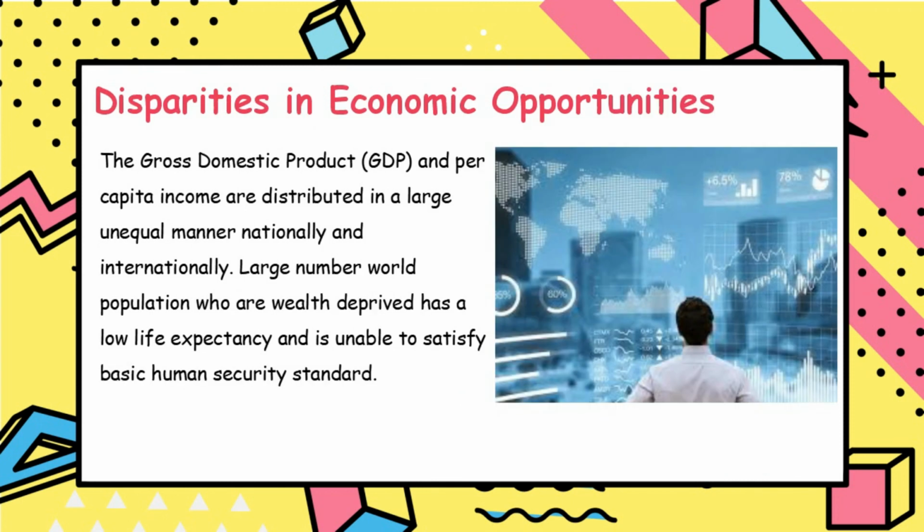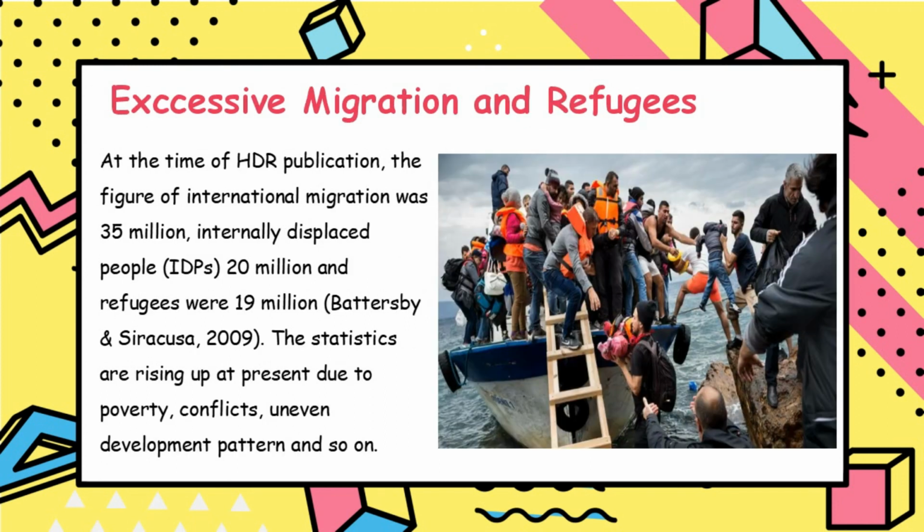Disparities in economic opportunities. The gross domestic product, or GDP, and per capita income are distributed in a largely unequal manner nationally and internationally. A large number of the world population who are wealth deprived have a low life expectancy and are unable to satisfy basic human security standards. Excessive migration and refugees. At the time of HDR publication, the figure of international migration was 35 million, internally displaced people or IDPs 20 million, and refugees were 19 million, from Battersby and Syracuse 2009. The statistics are rising at present due to poverty, conflicts, uneven development patterns, and so on.